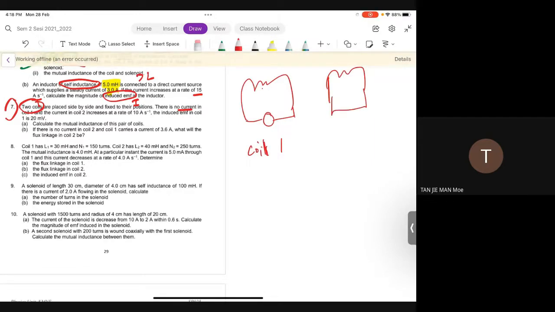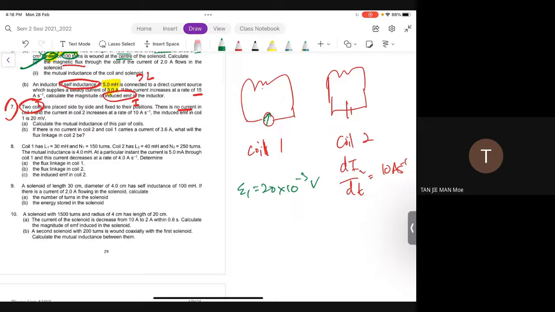Okay, how about another coil 2? If the current of coil 2, so bateri adalah kat coil 2, dia bagi the rate of current of coil 2 adalah 10. Okay, dia bagi 10. So, dia suruh dan dia bagi lagi induced EMF dekat 1. So, induced EMF dekat 1 is 20 volt. Okay, apa lagi yang dia bagi? There are no current. So, dia hanya ada galvanometer. And then dia bagi the rate of change of current tu is 10. Dia bagi induced EMF at 1 is 20.